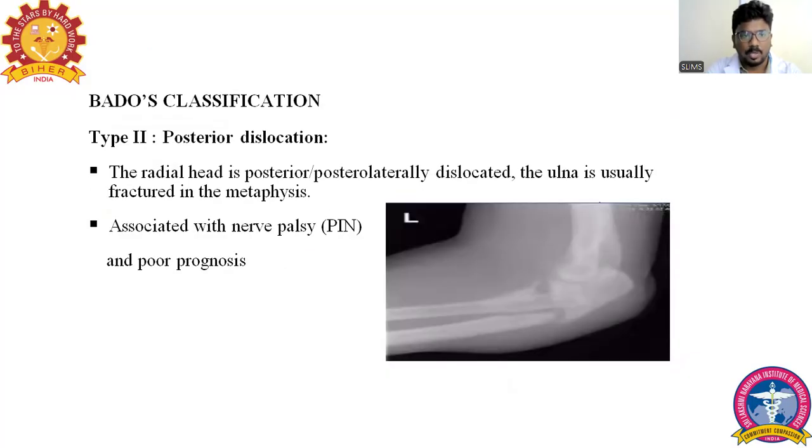Coming to type 2, here along with the proximal ulnar shaft fracture, the radial head subluxation or dislocation is in a posterior or posterolateral direction. There is usually a fracture along with the metaphysis of the ulna. It is the type most commonly associated with neurovascular injury leading to PIN palsy, leading to poor prognosis. PIN palsy causes finger drop. PIN is a branch of the radial nerve.